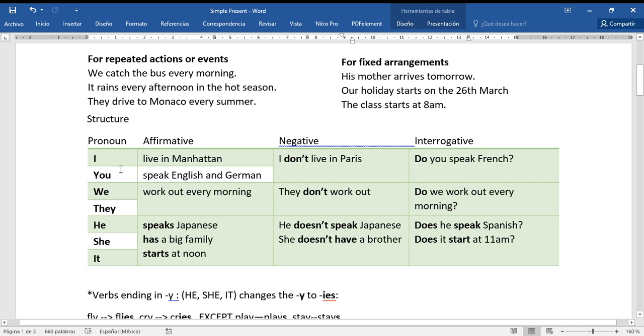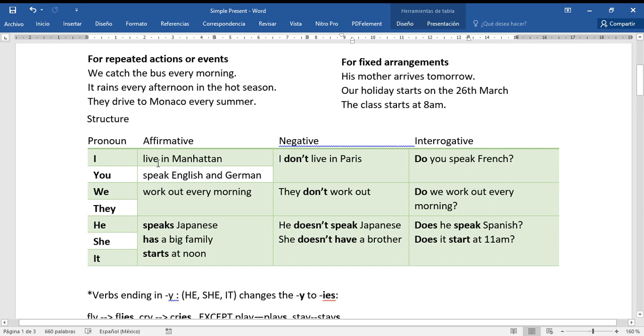When we talk about I, you, we, and they in simple present, we have to use the verb in simple form. I live in Manhattan. You speak English and German. We work out every morning, or they work out every morning. As you can see, the verb is in simple form.